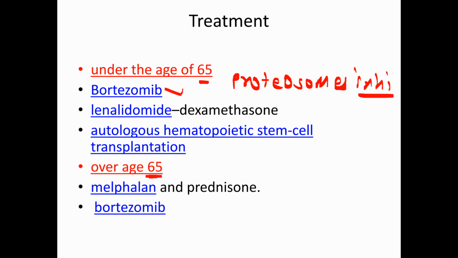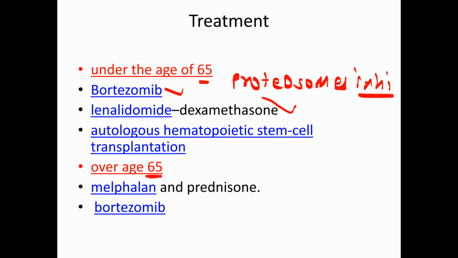But in case of multiple myeloma, our body produces certain proteins that kill the particular plasma cells, the neoplastic plasma cells. So our main target is to inhibit the proteasomes that degrade the proteins that kill the multiple myeloma cells. Okay, so bortezomib is the first line of treatment, that is the proteasome inhibitor.